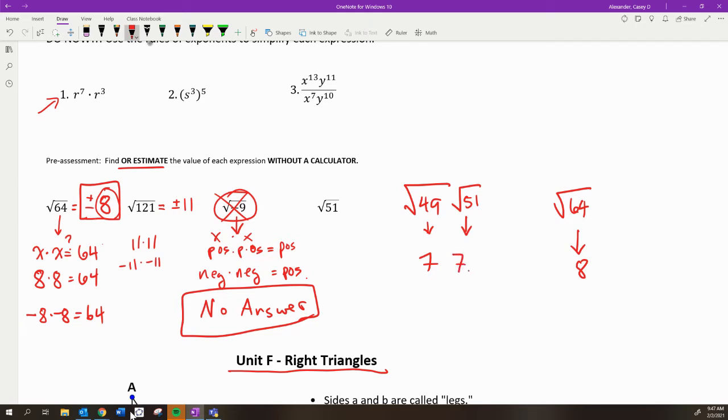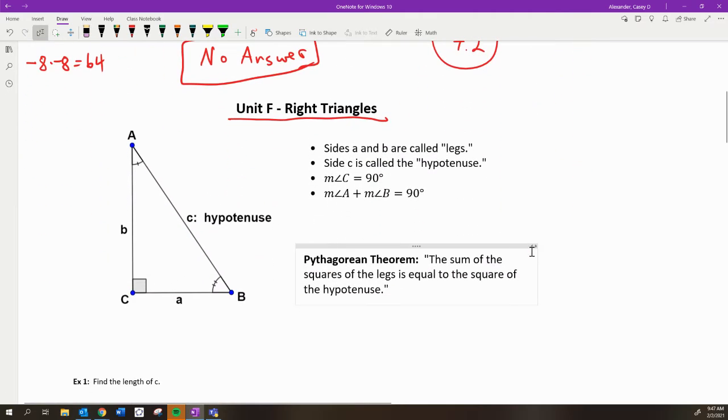So some students said it's like 7.1 or 7.2. Both of these are pretty good estimates without doing any sort of scratch work, just thinking, it's pretty close to 49, so the answer should be pretty close to 7. The actual answer, I think, is 7.141429 or something like that. And so, 7.1 would be slightly better, but I just wanted to remind folks that there's a way to find that. So all of that comes into play when we start to learn about right triangles, and this thing that we're learning about called the Pythagorean theorem.